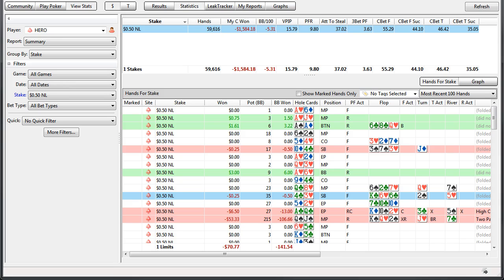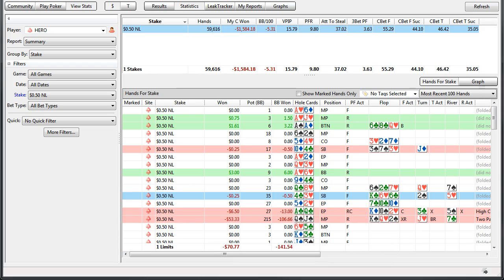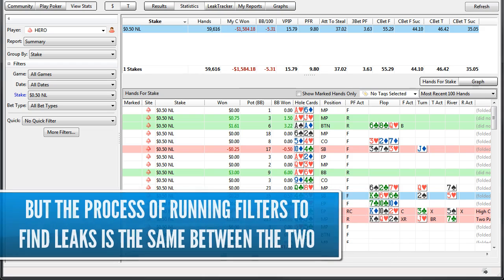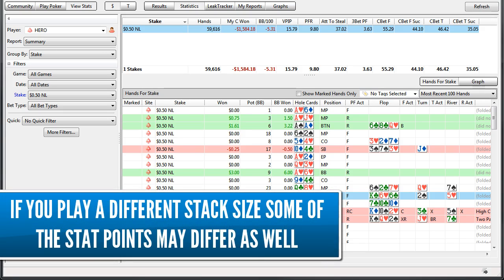Some of the aim points will be a little bit different. So for instance, the loss rate from the blinds will be different between full ring and 6-max, but how to run filters and what to look for is ultimately the same. And same concept if you're playing, say, mid-stacking or capping or something like that. It's still going to work for you, but some of the stat aim points are going to be a little bit different, so keep that in mind.